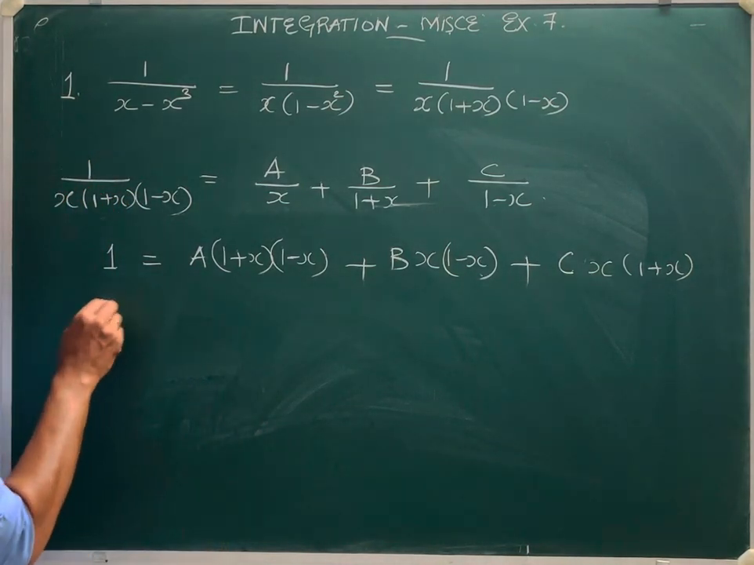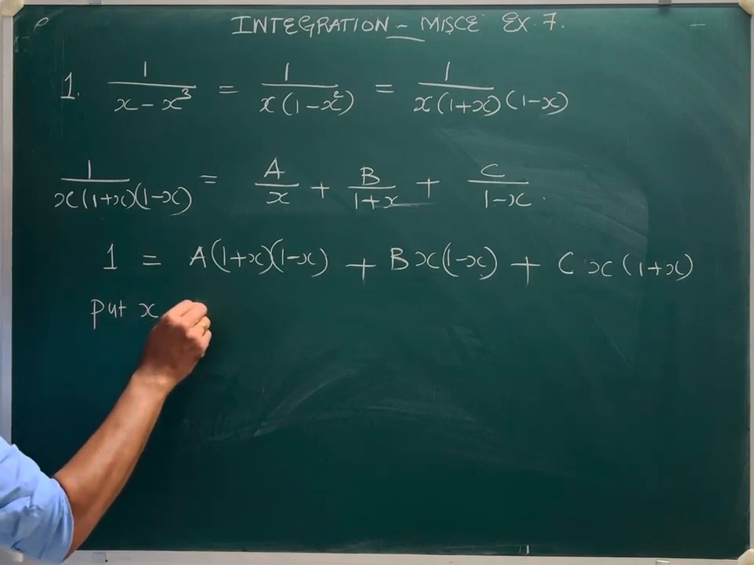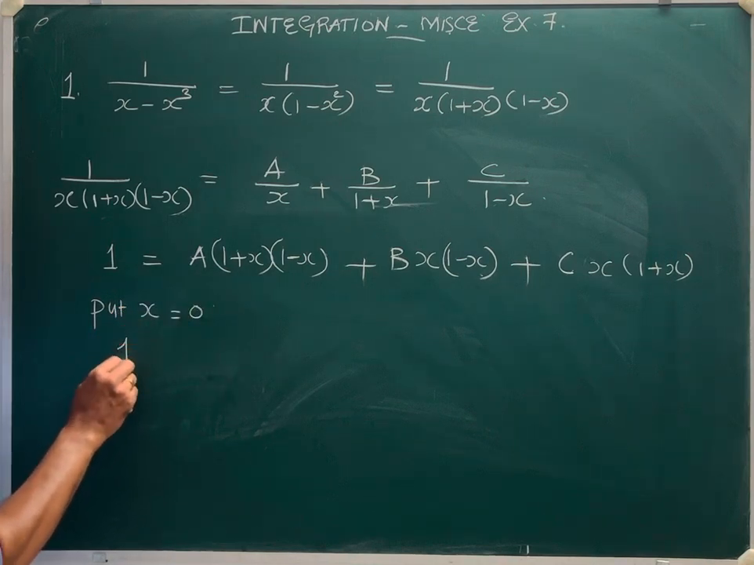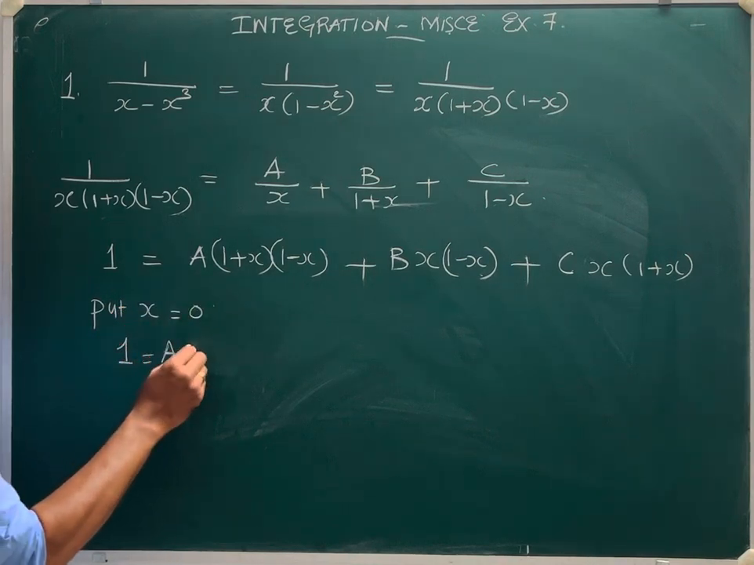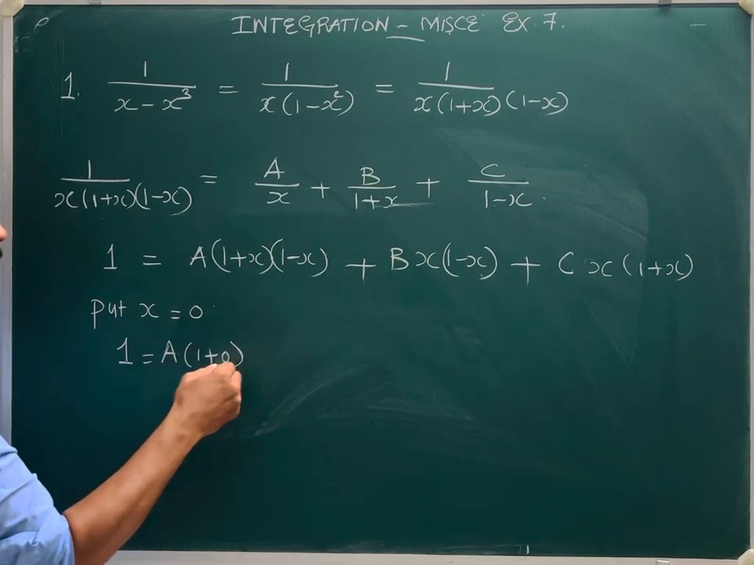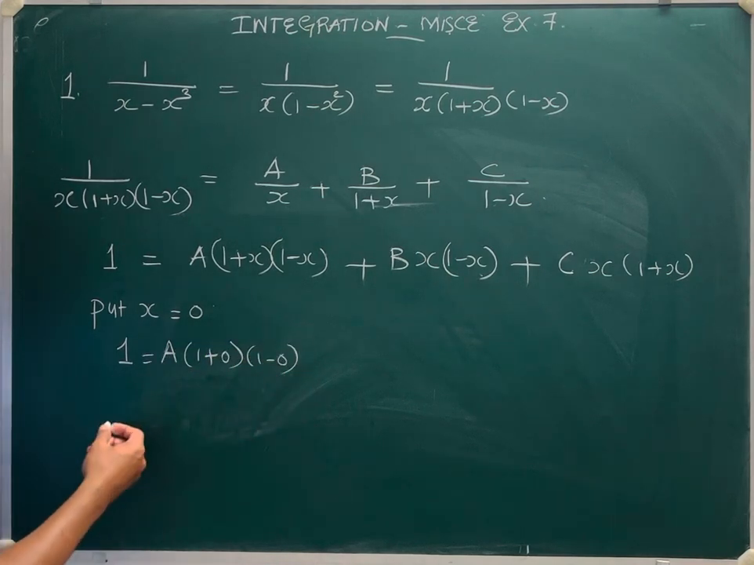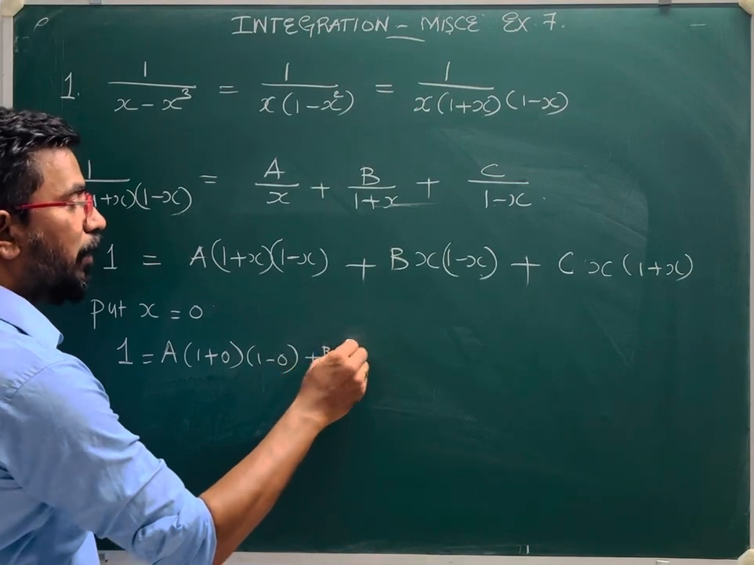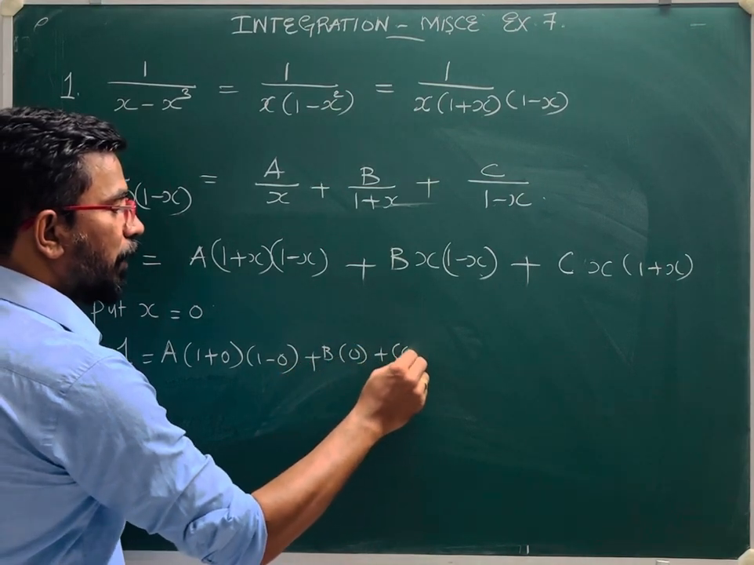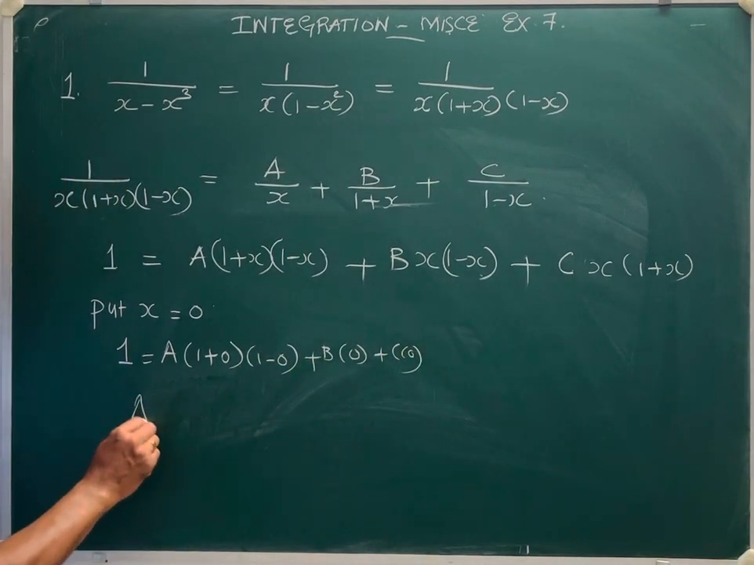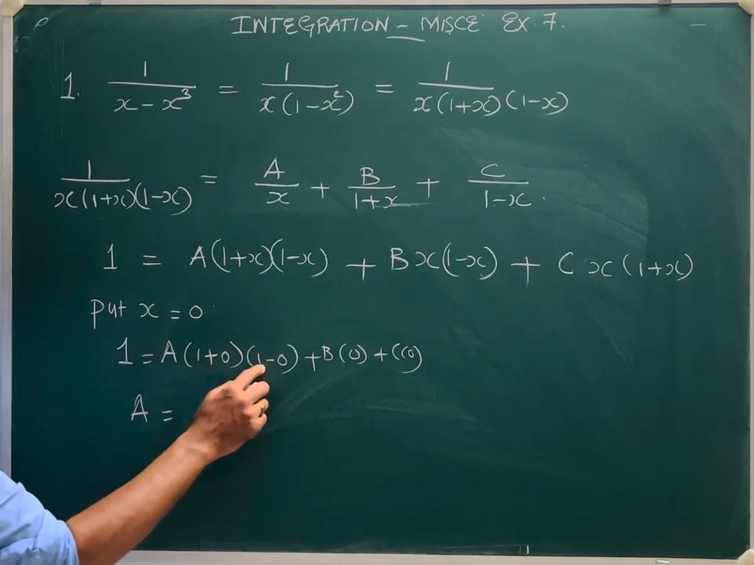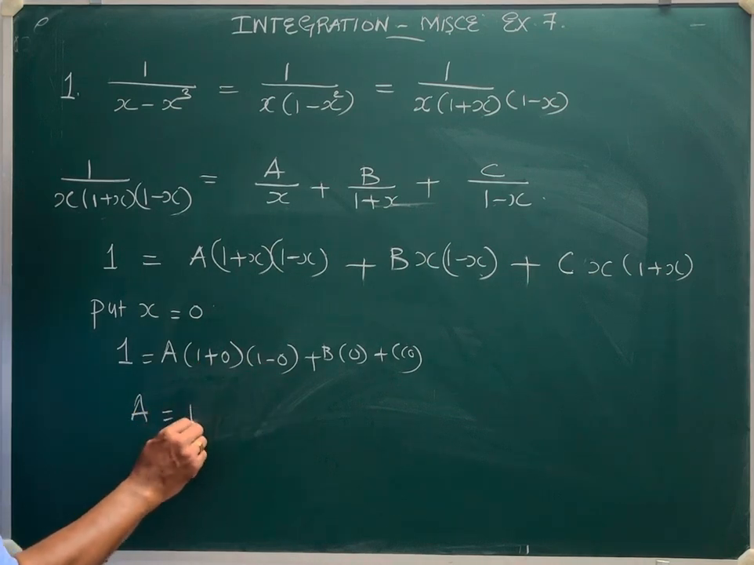We will put first x equal to 0. Then in this equation I will get 1 is equal to a into 1 plus 0 into 1 minus 0. Then what about b? b into 0 plus c into 0. So from here I will get a is equal to 1 into 1, that is 1. So a is equal to 1.